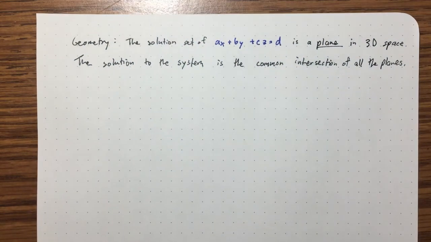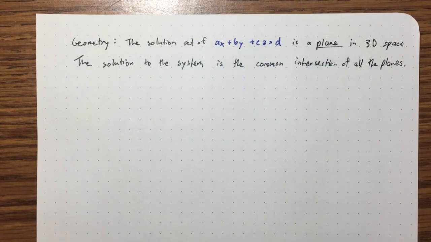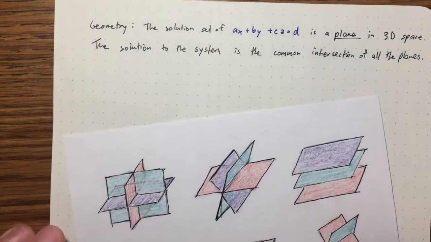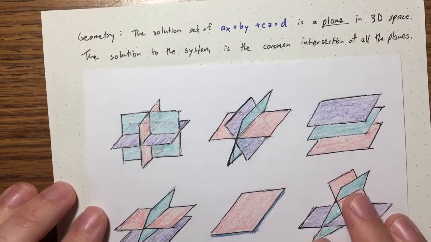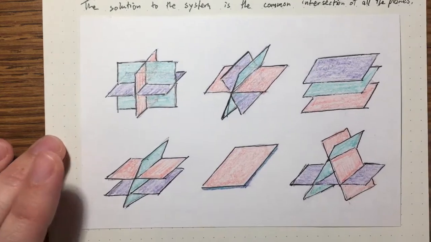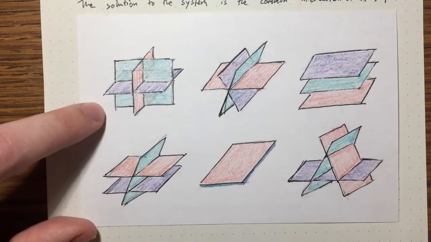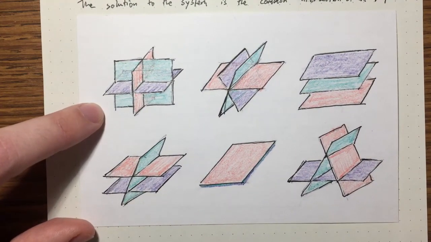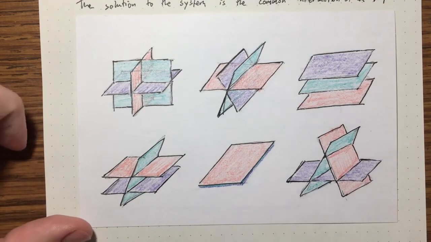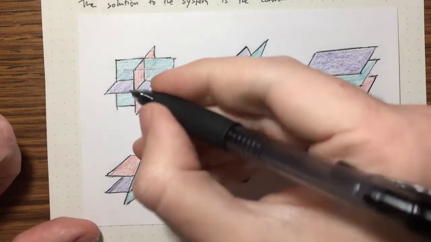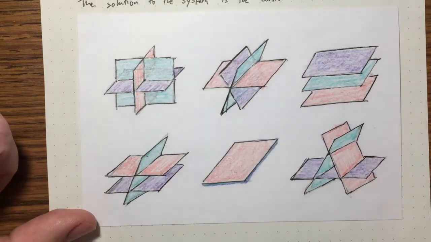Okay, as you can imagine, it's going to start getting more and more complicated to visualize these things. So actually, I drew a little picture of some of the possibilities that we can have. So let's take a look at these. So this first one here, we have 3 planes intersecting at 1 point. You see that point? It's just this one right here in the middle.